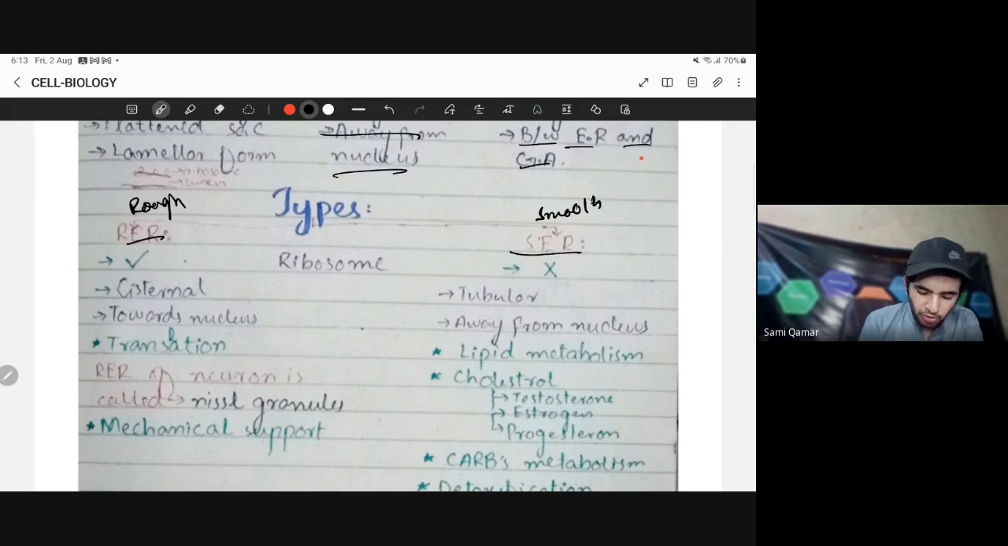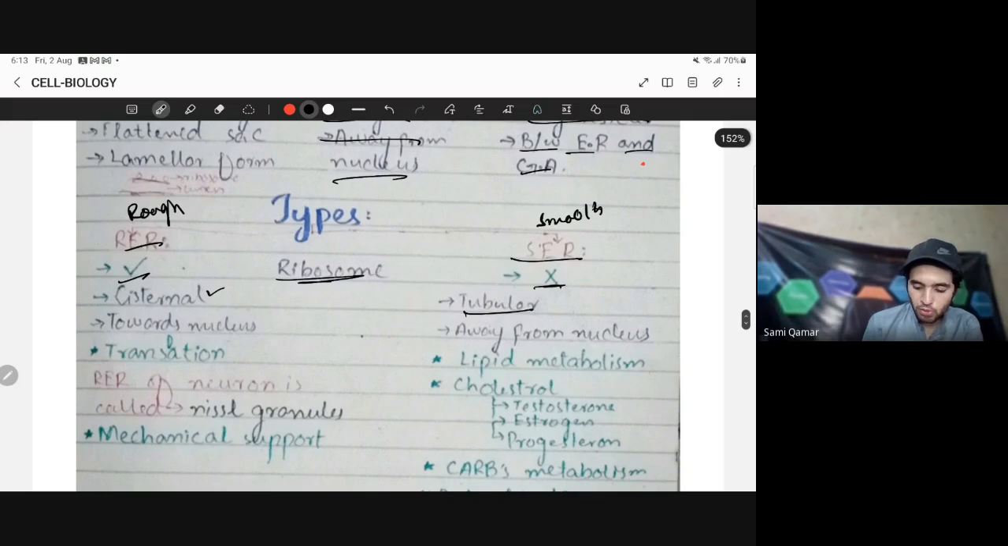See here, rough endoplasmic reticulum has ribosomes. That's why it appears rough. Smooth endoplasmic reticulum does not have any ribosomes, so that's why it appears smooth. Rough ER will be cisternal in morphology, but smooth will be tubular. Rough is more toward the nucleus, and smooth is away from the nucleus. Rough ER helps in translation. Translation is protein synthesis. As you know, we will study in molecular genetics the central dogma of life, transcription and translation.